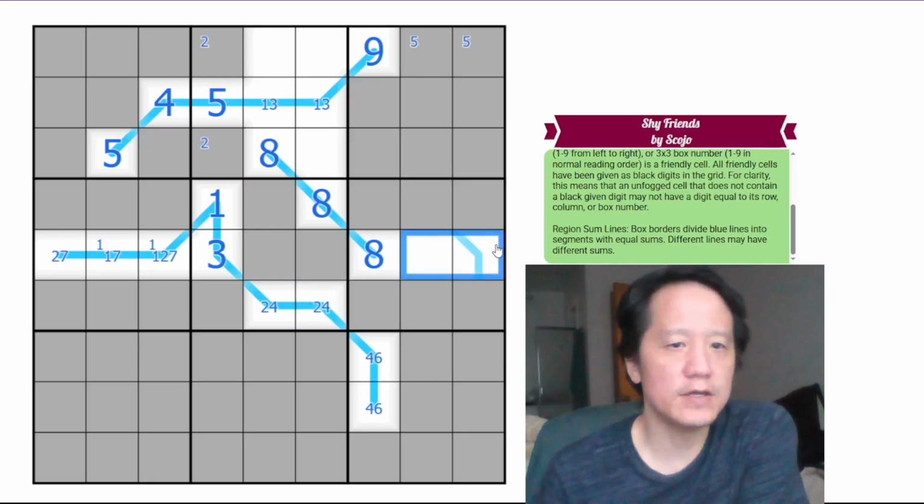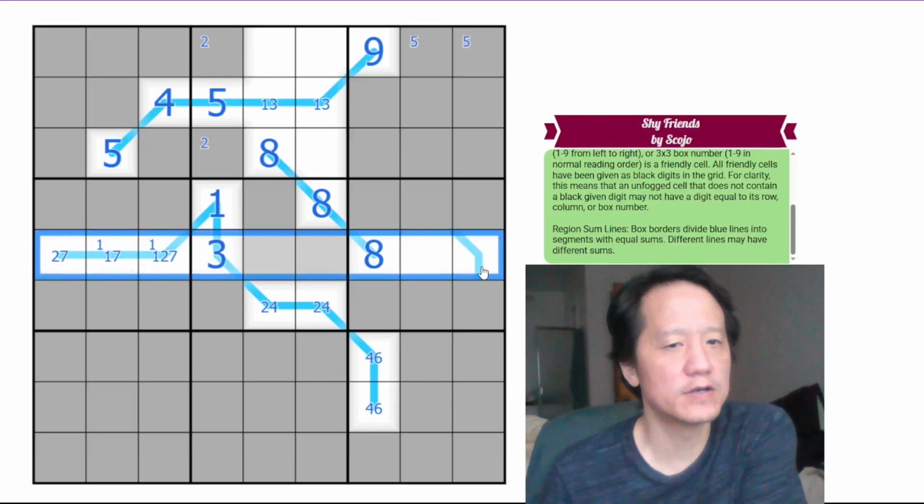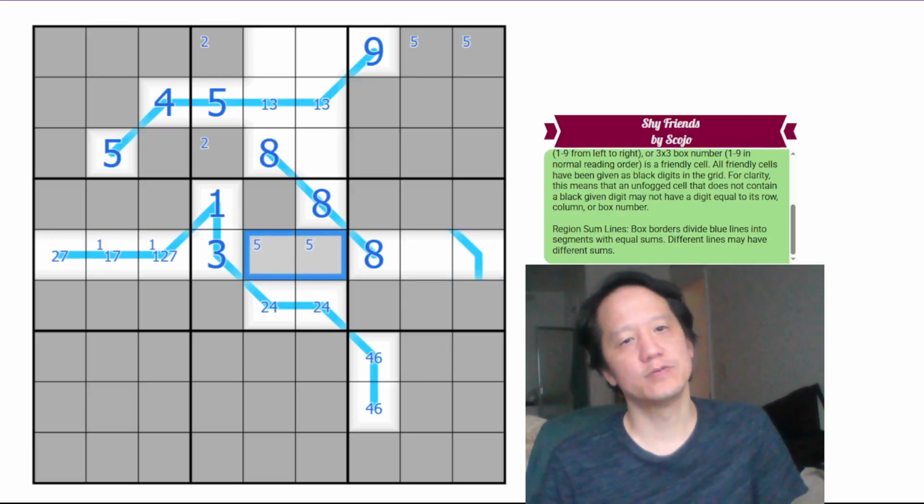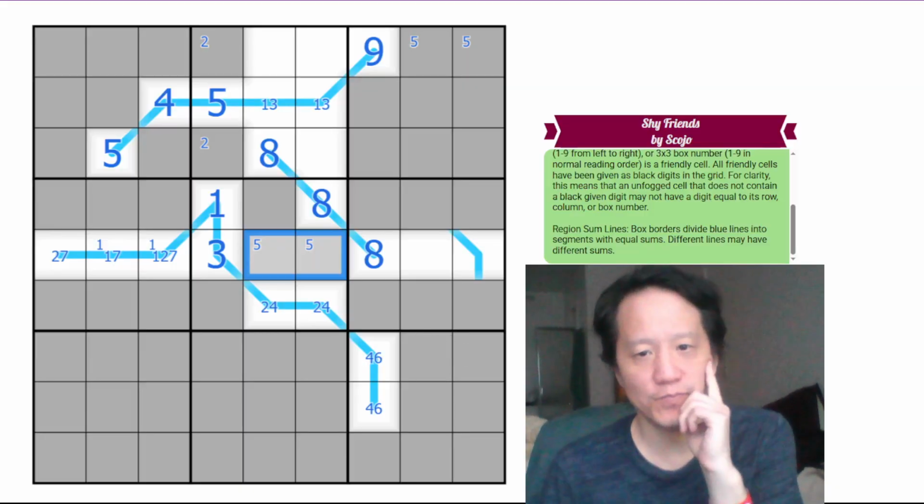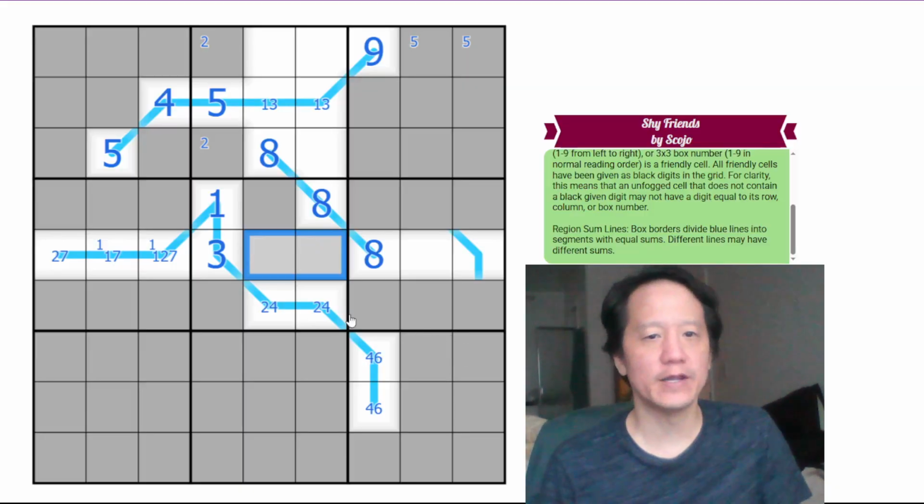None of these can match 5. Where is the 5 then in row? Because they are not given, so they can't be friendly. Where is the 5 then? It has to be one of these two digits here. Actually, what do we have remaining? We have 5, 6, 4, 5, 6, 8, and 4, 5, 6, 9.